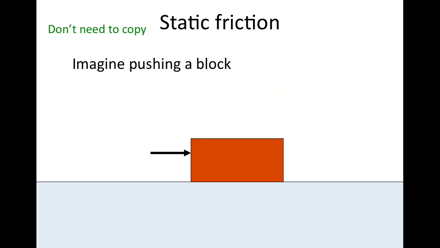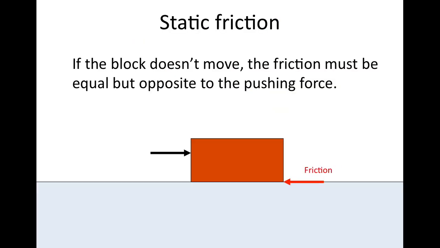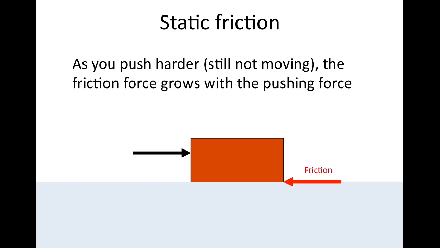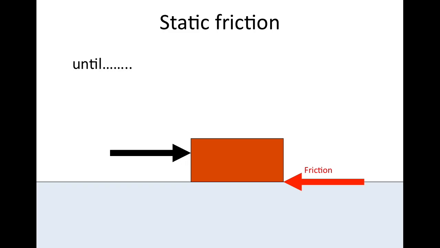Imagine pushing a block. This is just an example. If you're pushing a block and it doesn't move, then you know that the friction must be equal but opposite to the pushing force. So here is where you have static equilibrium. You have the friction matching the applied force. As you push harder, the object is still not moving. The friction force grows with the pushing force. So as you continue to push, the friction will match the push until the block just starts to move.